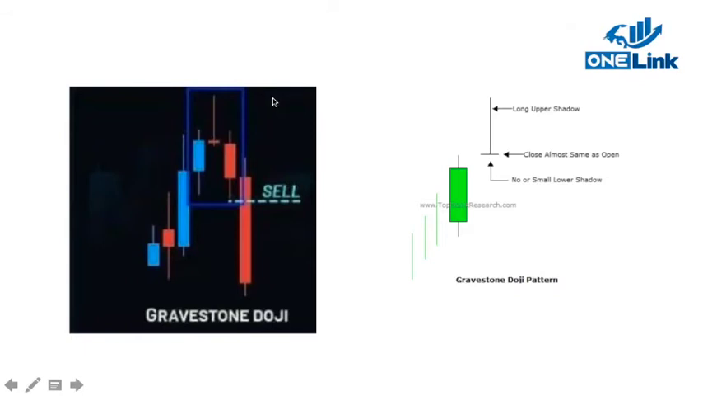So how do you get the lot size? You have $10, so what are the pips here? Let's say this is 100 pips. For example, if it's 100 pips and you're willing to take a $10 loss, what is the lot size? The lot size will be 10 cents.